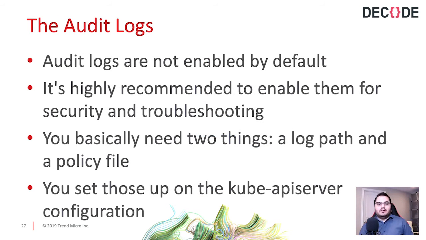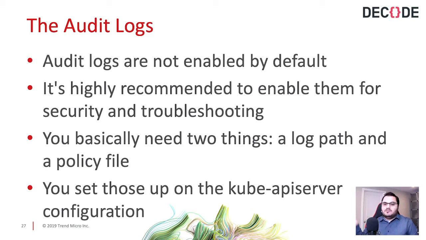And lastly, but not least, the audit logs, right? So we mentioned that logs are very important. It helps you with troubleshooting and identifying some security issues. The audit logs in Kubernetes are not enabled by default. So to enable them, you basically need two things. You need a log path and a policy file. And you set those on the Kube API server configuration, right?